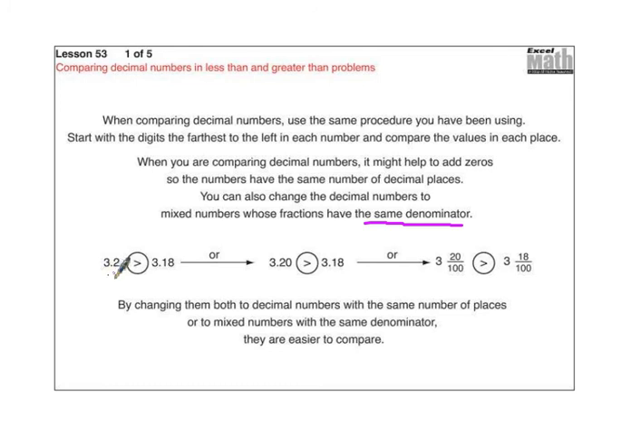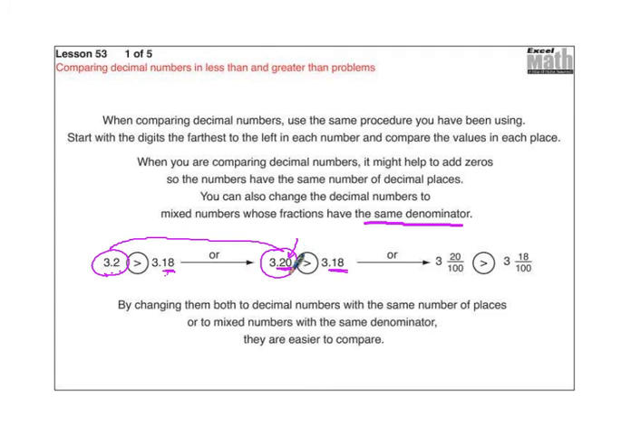We have 3.2 and we're comparing that to 3.18. Now a lot of people would think, well, 3.18 is bigger because 18 is bigger than 2. But the problem is this is 3 2/10. So we can rewrite the 3 2/10 as 3 20/100. Now we have 2 spots past the decimal on both numbers, and of course that 0 doesn't change the value of the number at all.